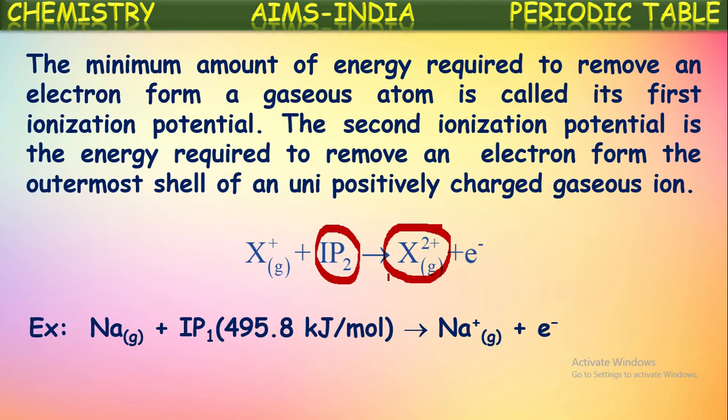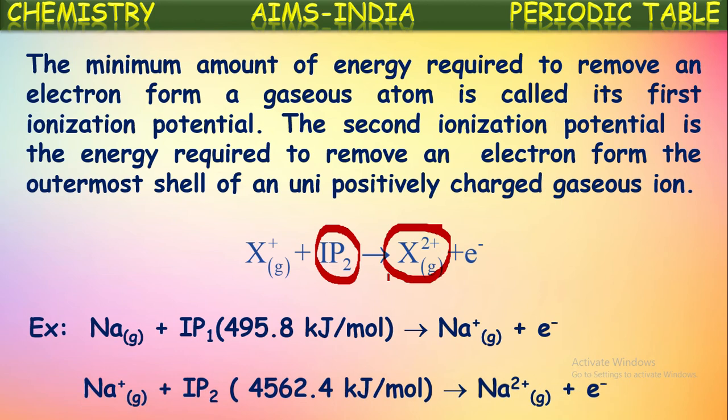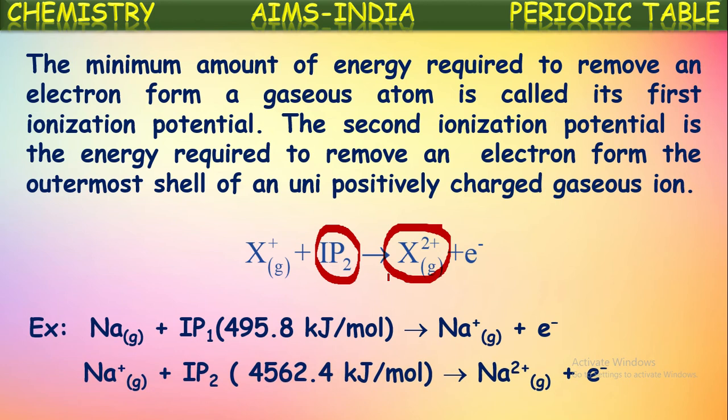For the same Na plus ion formed here, if some more energy, around 4562.4 kilojoules, is supplied, then it releases one more electron from its outermost shell. The energy required by this Na plus ion for the removal of the second electron is called second ionization potential or IP2 value.